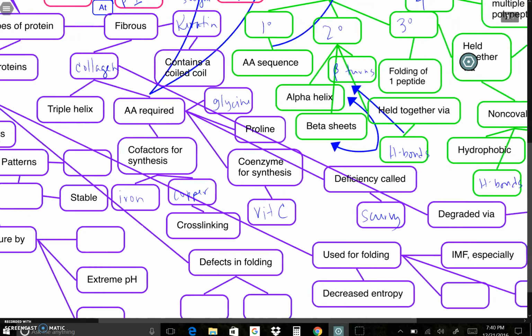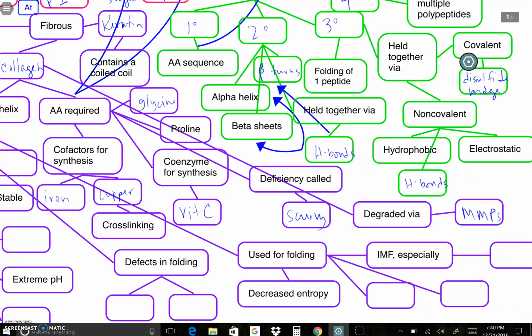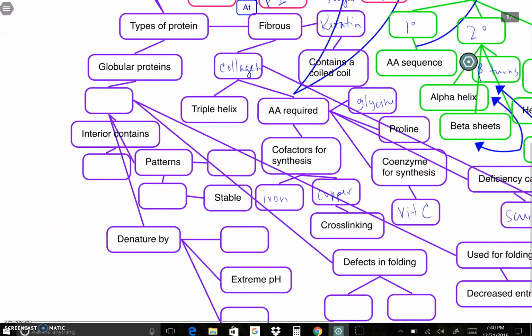Collagen is able to be degraded using special enzymes called matrix metalloproteinases, or MMPs. These MMPs are really good for degrading extracellular matrix, which is where collagen is usually going to be found.